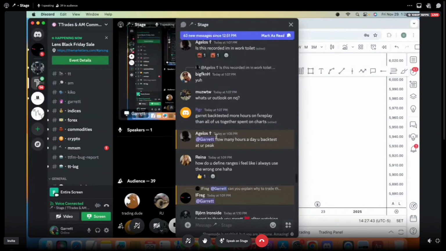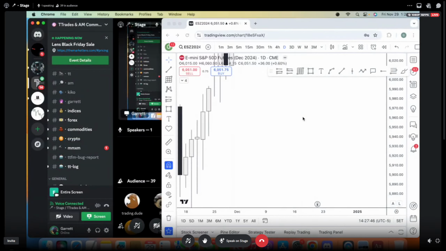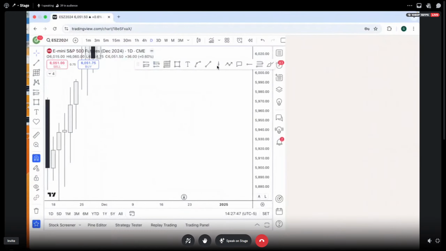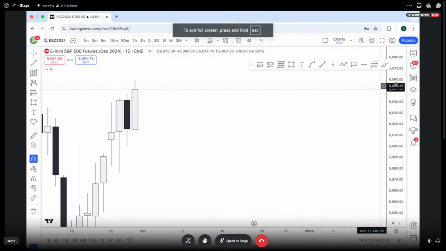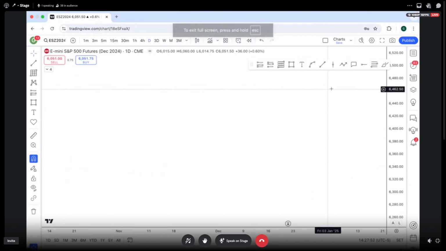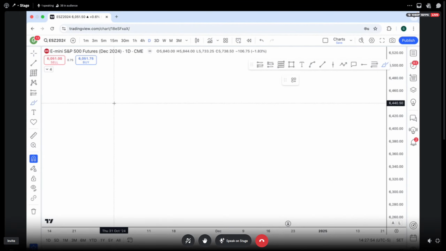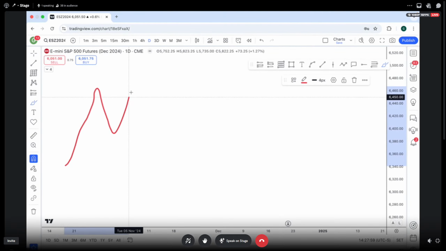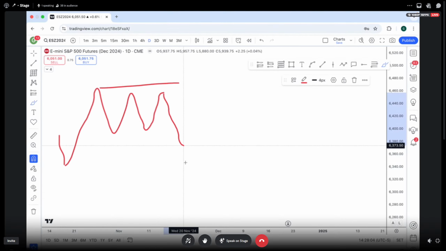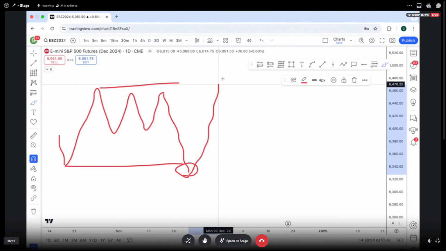How do you find ranges? I feel like I always use the wrong ones. I really just look at manipulation. It can look like this. It can look so many ways. I don't really have a specific one. Sometimes it's really simple where we have, let's say, this low. We have failure swings, and then we manipulate the low, and then you trade back into the highs. This is the most simple one. Sometimes it looks a lot different.